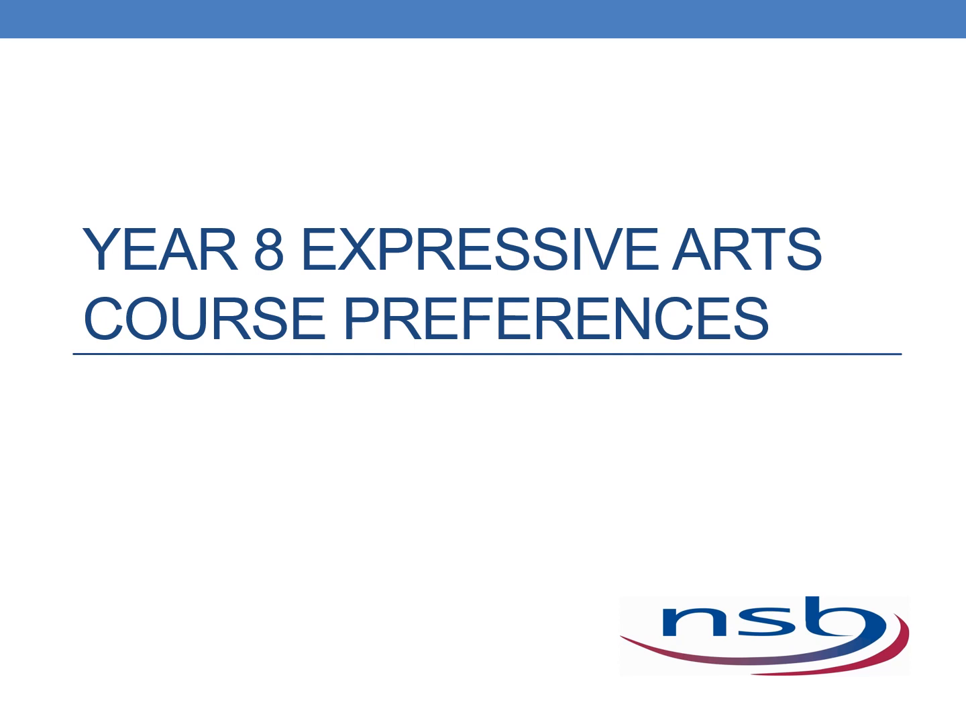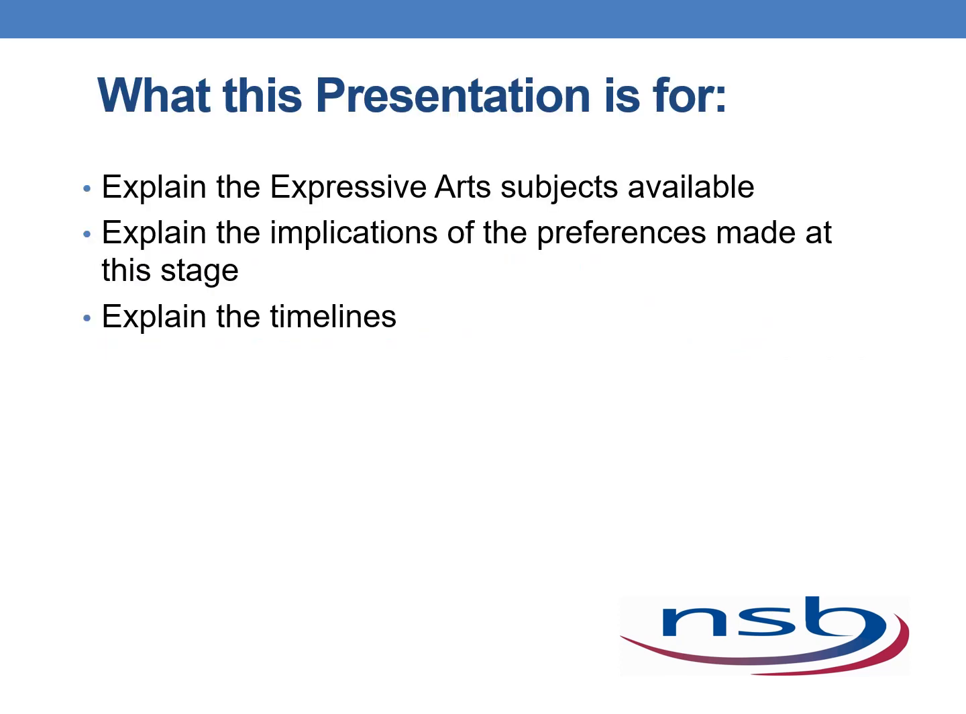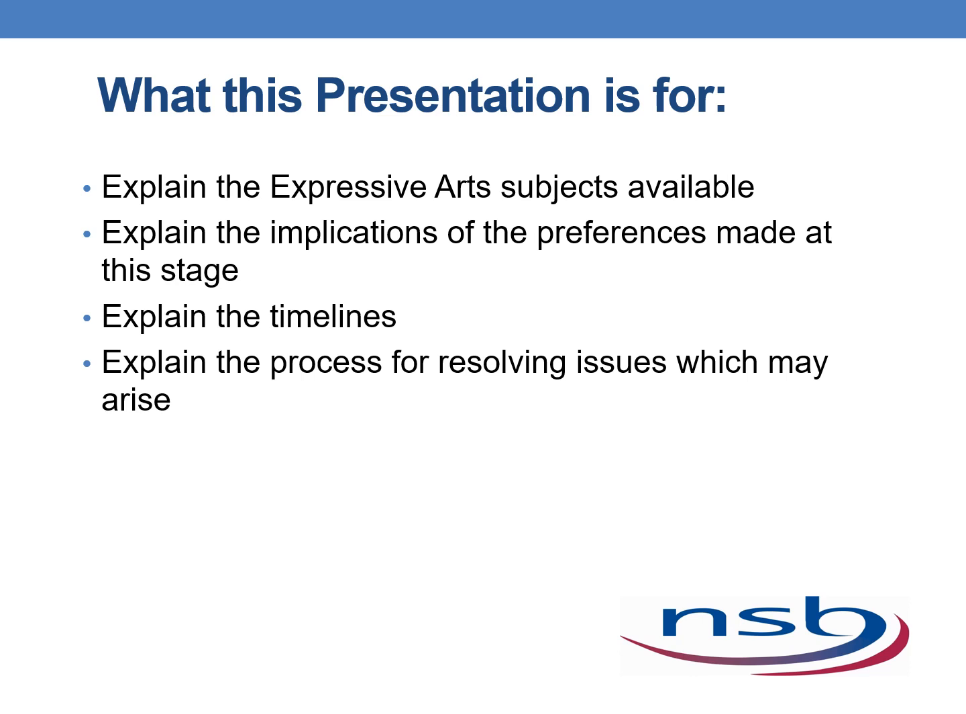So in this presentation, we are going to go through the process of what you're going to do and how you're going to make your decision. I'm going to be explaining what the subjects that you have available to you are. I'm going to explain the implications of the preferences that you choose, and then look at the timelines when certain things have to be done by. And then if you have any issues with that process, how you would go about resolving those issues after we've done the whole process in sort of late June and July.